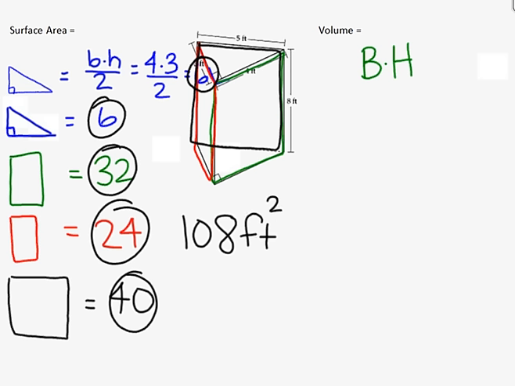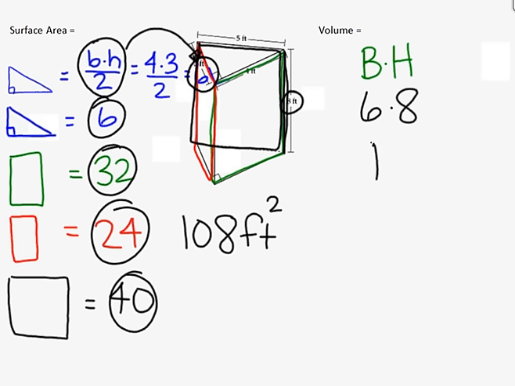All right, and now volume. Area of the base, remember we're still doing base times height divided by 2 for our triangle. We already found area of the base was 6, so I can substitute a 6 for area of the base, and then height of the entire prism is going to be 8 feet. So multiplying those together, we're going to get a total of 48 feet cubed since we're talking about volume.